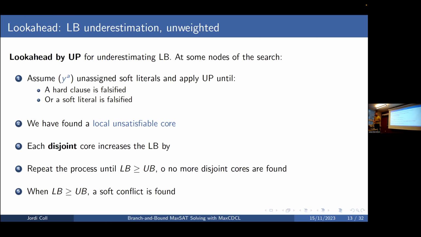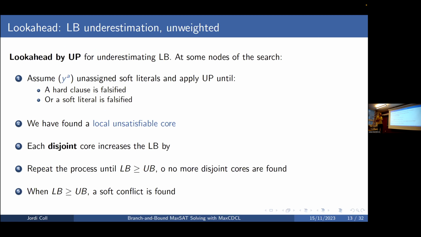Okay, so it's a core, but it has the particularity that it's a local core, meaning this core is only true given the current partial assignment. That's a difference with respect to core-based solvers, which make the assumptions at level 0. This is only true given a partial assignment. Okay, and what we will do is find many cores with the restriction that they must be disjoint. The sub-literals that appear in there cannot overlap.